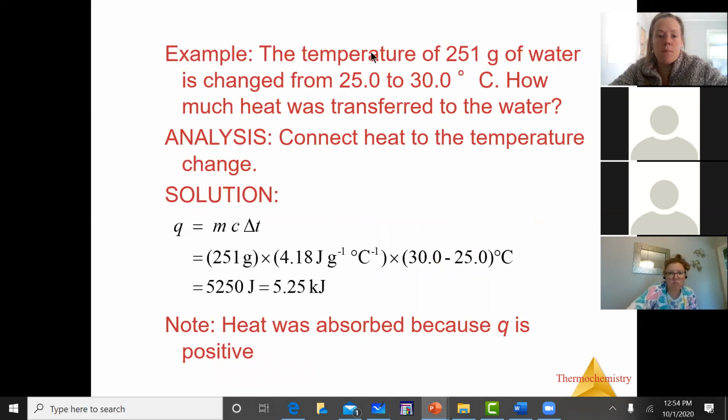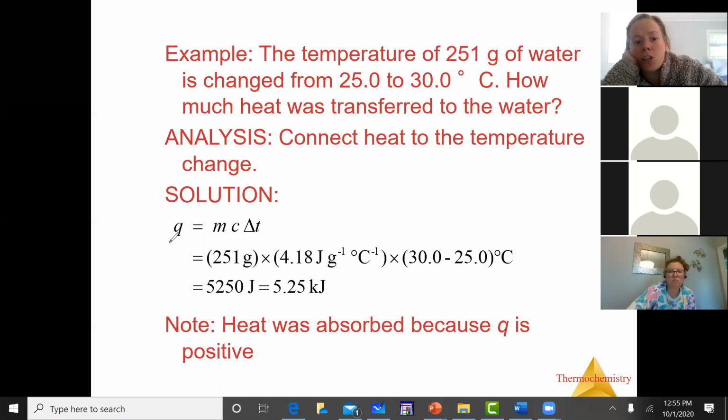So we'll try this simple one here. The temperature of 251 grams of water is changed from 25 degrees to 30 degrees Celsius. How much heat was transferred to the water? Anytime you're seeing change in temperature, heat capacity stuff, you're going to want to use the Q equals MCΔT equation. Now in this case, it says how much heat. So Q is heat.